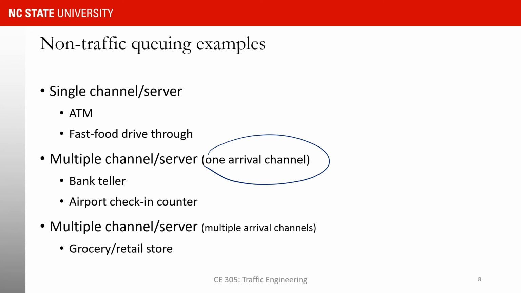The last example is multiple channel or servers. This is when you are checking out in, let's say, a grocery store. So you have people arriving from different aisles and then they get to different checkouts. And so here you also have multiple servers, but also you have multiple arrival channels. So this is like exiting the grocery store.